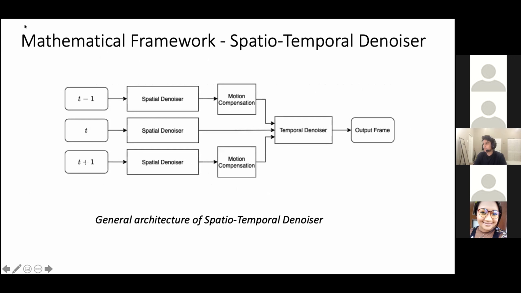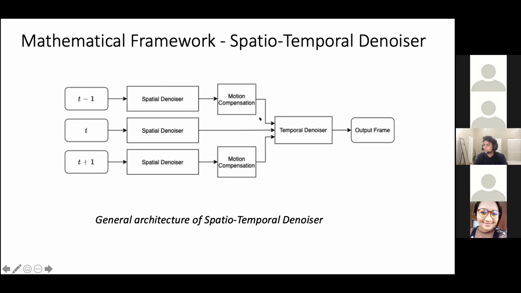So here again, we have some general architecture for a spatio-temporal denoiser network. In this architecture, we have the inputs on the left and the output on the right. We take a series of 3 patches over a 3-frame sequence. These are noisy, corrupted patches. We denoise these patches spatially, independent of each other.